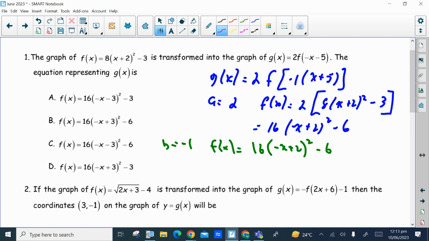And then the last transformation that we have to do is that the x is replaced with x plus 5. That's an h value of -5. The graph is going to go 5 units to the left because h is -5, which means we're going to subtract 5 from this x plus 2. So it'll be f of x equals 16 bracket -x minus 3 all squared minus 6.